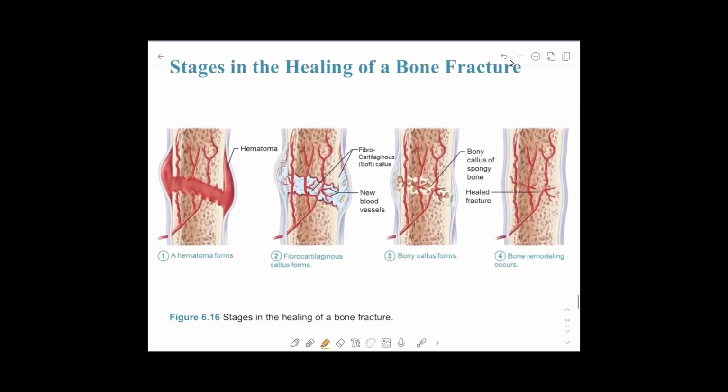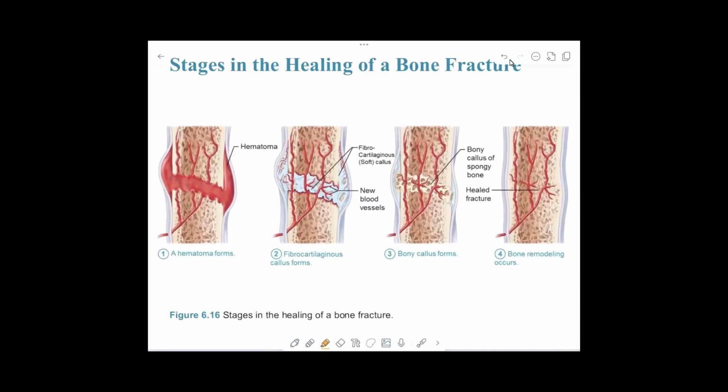So in this diagram, we're going to see those four time periods. The first step is the hematoma that's formed where the break is. So this is basically the clotted blood. There's swelling, pain, and inflammation, some of the main parts of the inflammatory pathway.